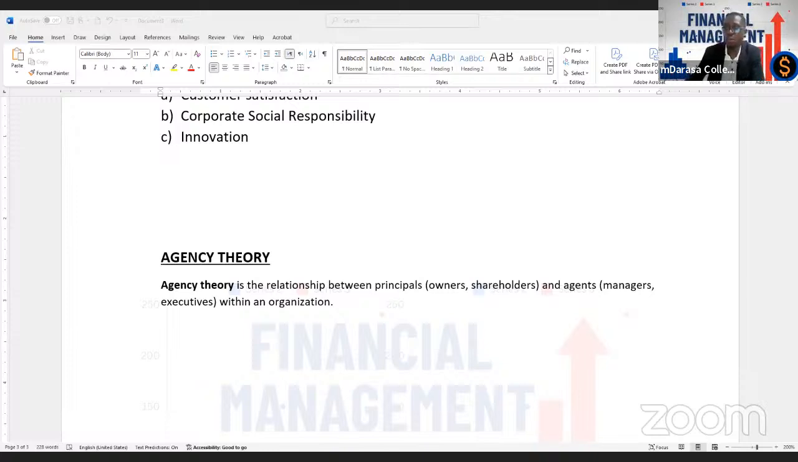So anytime we are talking about the agency problem, this is simply divergence of interest, because people will always tend to disagree. In one way or the other, people will always tend to disagree.